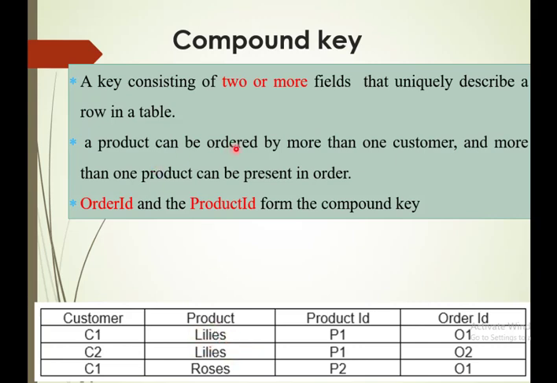So in the event that we need to form a compound key, which we normally begin from 2 fields to 3 fields and so on and so forth, we have to combine the order ID and the product ID to form the compound key.